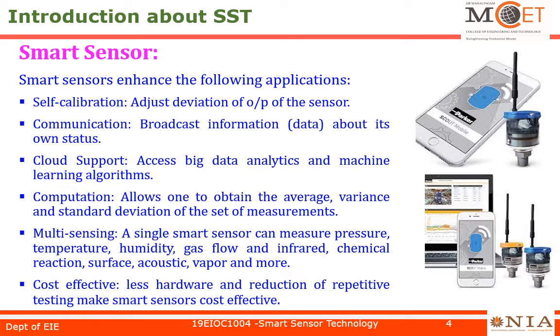When a sensor becomes a smart sensor, it enhances some of the applications. Let us see one by one. The first one is self-calibration, which means it adjusts the deviation in the output of the sensor. The next one is communication. It sends the data and broadcasts the data about its status to the remote site. The next one is cloud support. So it provides big data analytics and machine learning algorithms.